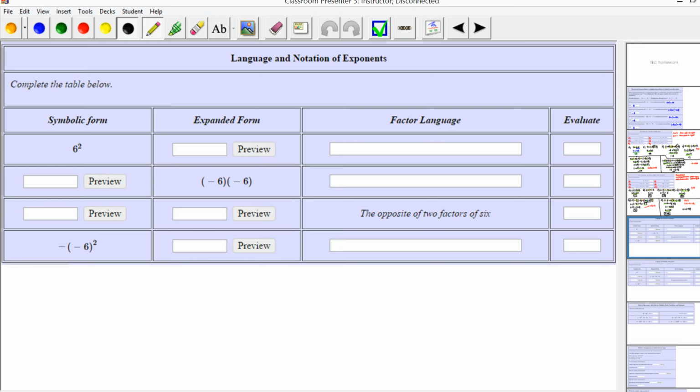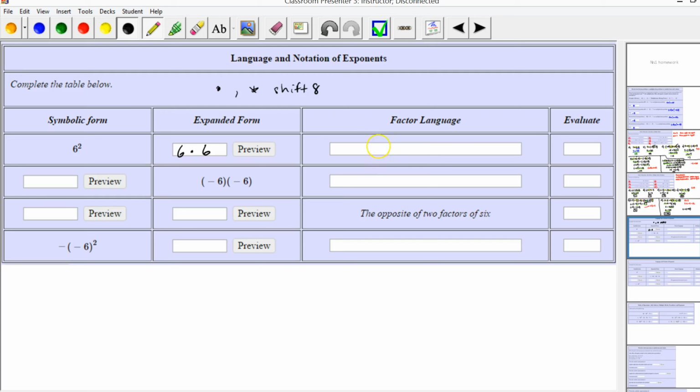So first we have our symbolic form. In words we say this is 6 squared, and we'd write this as 6 times 6. Now remember the multiplication symbol. You'll use the asterisk, which is Shift 8 on your keyboard. And if you click this button Preview, it will show you a form that looks like this. So whenever you have a chance, click Preview so you can make sure that your answer checks.